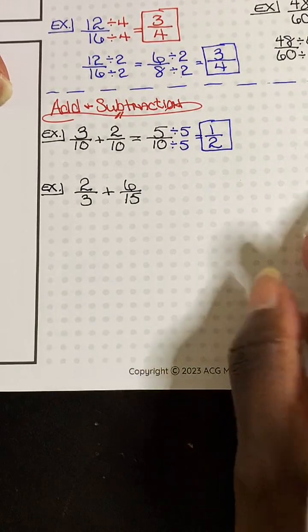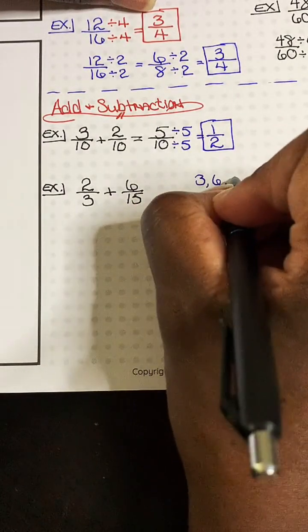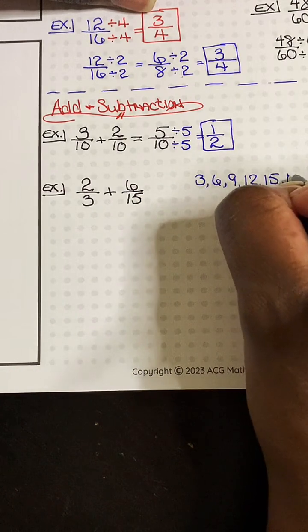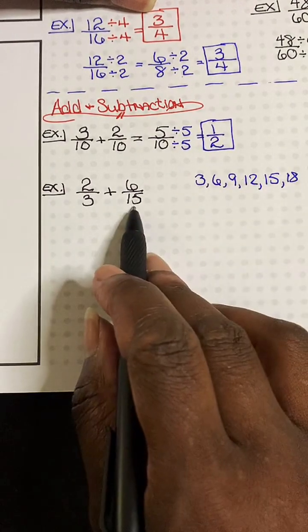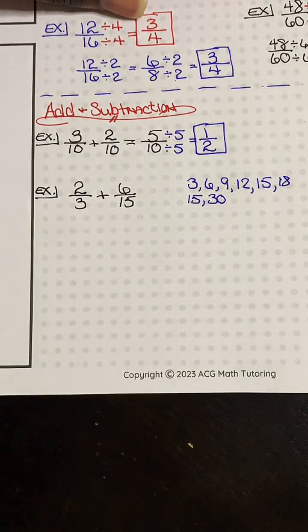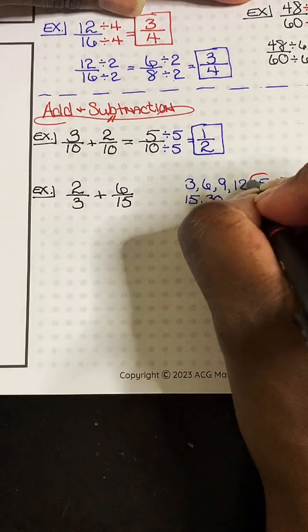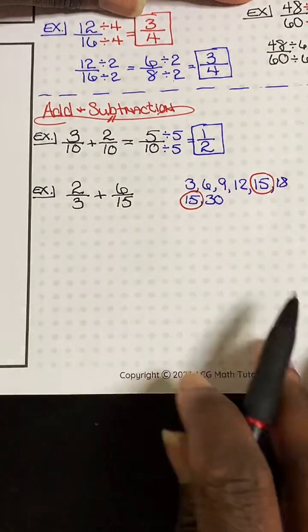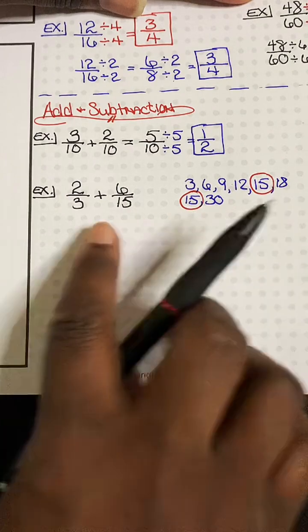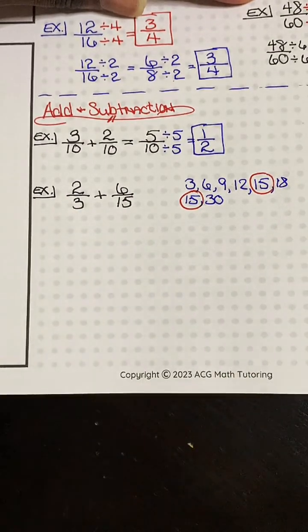If we have our 3 times table, we have our 3, 6, 9, 12, 15, okay, 18, we'll just stop right there. For the 15 times table, we have 15, 30. What is the lowest number that they have in common? Okay, the lowest number that they have in common will be 15. So in order for me to combine these two, I need to change this denominator of 3 to a 15.